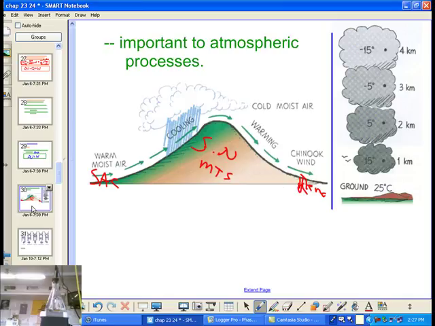The same thing happens in Denver. As the air goes over the Rockies, it rains on Denver and that side of the Rockies, and when it goes over, Salt Lake City is really dry. It causes that area in between to be more desert-like.